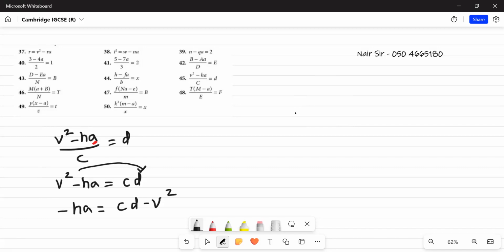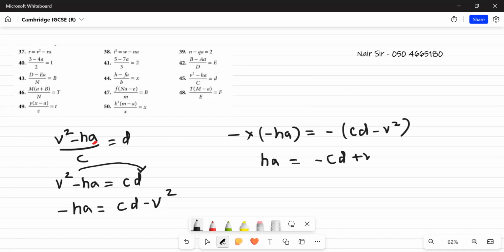Now, sir, I have got this minus extra over here. So I will multiply both the sides by minus. So what will happen? Minus into minus of HA is equal to minus of CD minus V square. This minus comes in. So what do you get? HA is equal to, this comes over here, it becomes CD plus V square. And I can write this as V square minus CD.